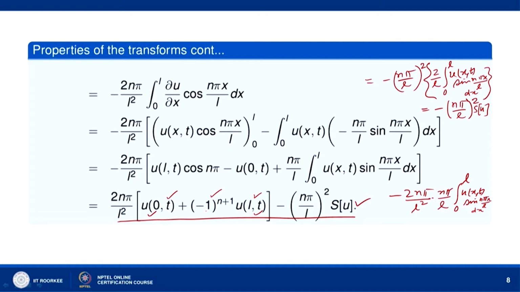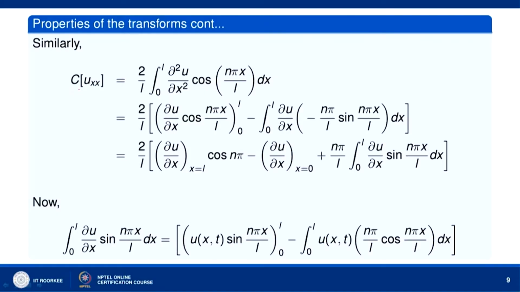Now, let us find the Fourier finite cosine transform of u x x. We know that the cosine transform is given by C n equal to C f equal to 2 over L integral 0 to L of f x cos n pi x over L dx. This is the finite cosine transform of f. So, for the cosine transform of u x x, in place of f we now have u x x. So, 2 over L integral 0 to L of u x x cos n pi x over L dx.